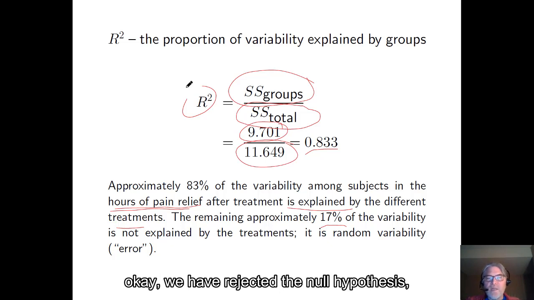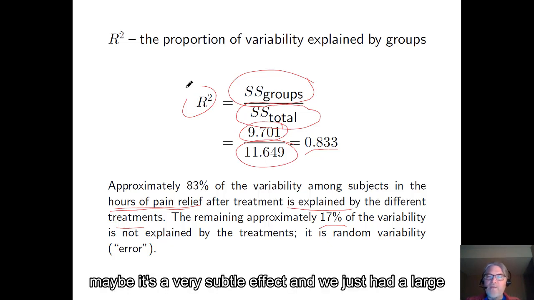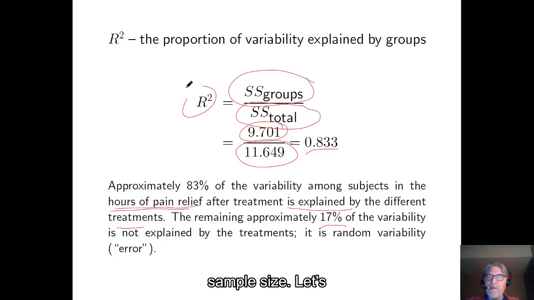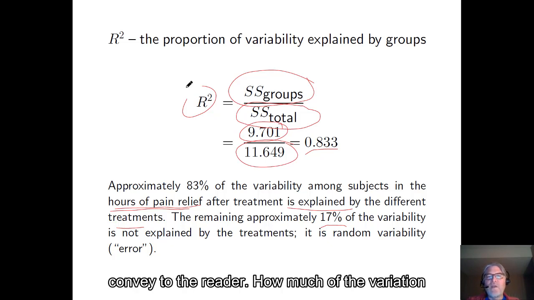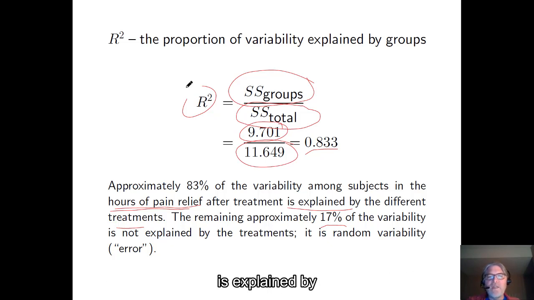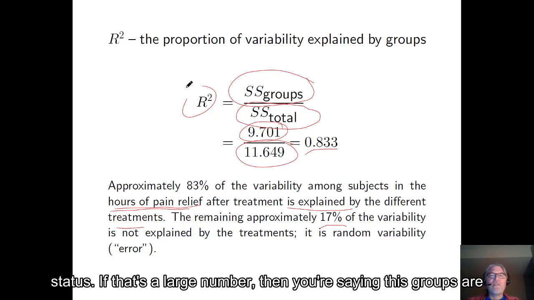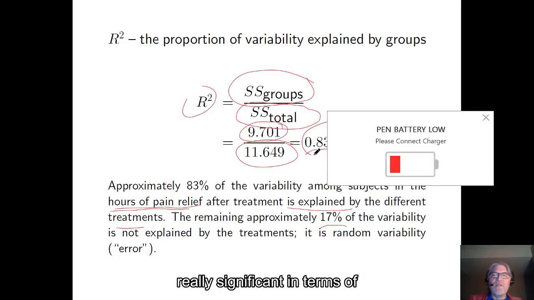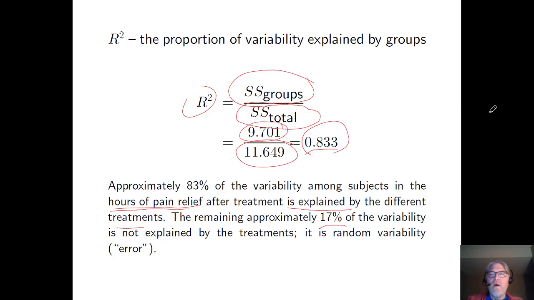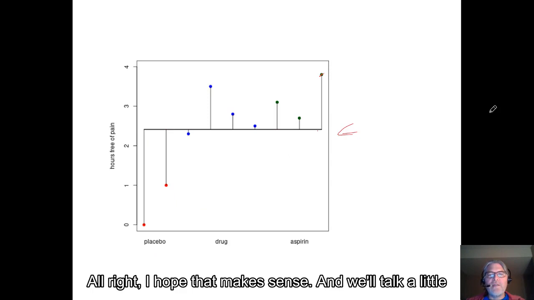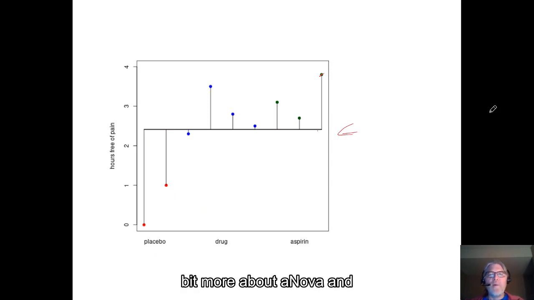So you'll frequently see R squared when you have a significant ANOVA result. And you say, okay, we've rejected the null hypothesis. Maybe it's a very subtle effect and we just had a large sample size. Let's convey to the reader how much of the variation is explained by the group status. And if that's a large number, then you're saying these groups are really significant in terms of explaining the data. All right, I hope that makes sense, and we'll talk a little bit more about ANOVA and two-way ANOVA in the next lecture.